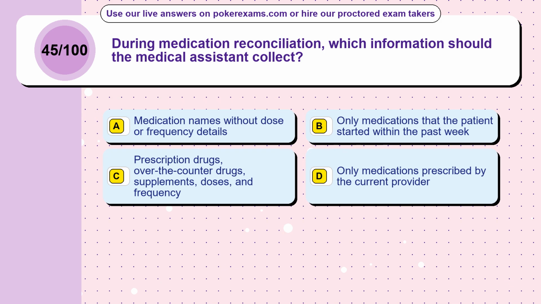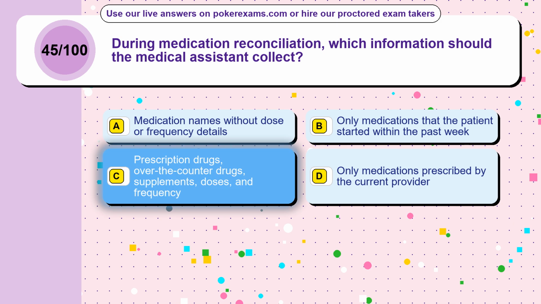Question 45. During medication reconciliation, which information should the medical assistant collect? Option A. Medication names without dose or frequency details. Option B. Only medications that the patient started within the past week. Option C. Prescription drugs, over-the-counter drugs, supplements, doses, and frequency. Option D. Only medications prescribed by the current provider.